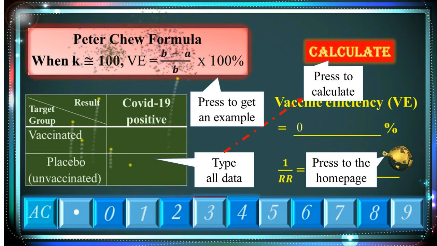The advantage of Chew's formula is that we can assume a high target vaccination population with K equals 100, such as a target group of medical workers. When K equals 100, the calculation of Chew's formula is very simple: V equals B minus A over B times 100%. Another advantage of the Chew formula is that the public can easily obtain the required data from public news, which allows the public to easily calculate on their own. As a result, confidence in the effectiveness of the COVID-19 vaccine has increased.